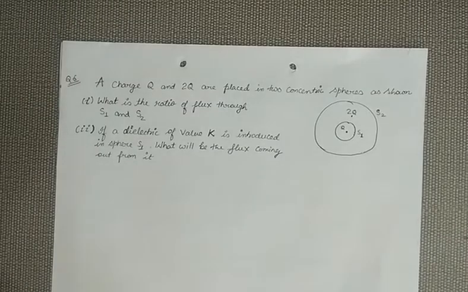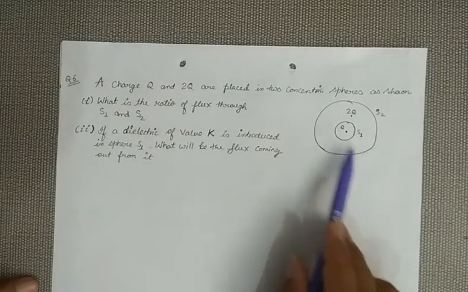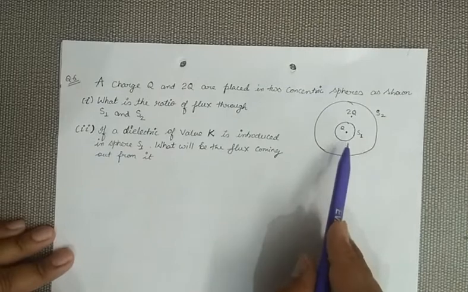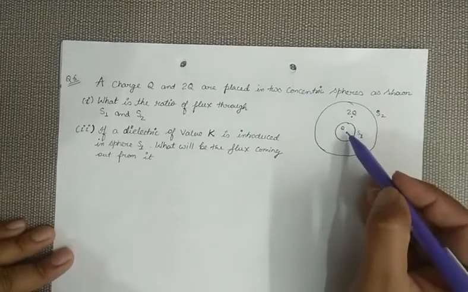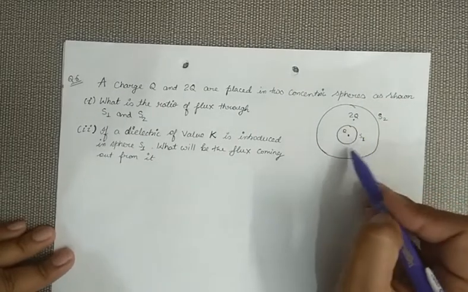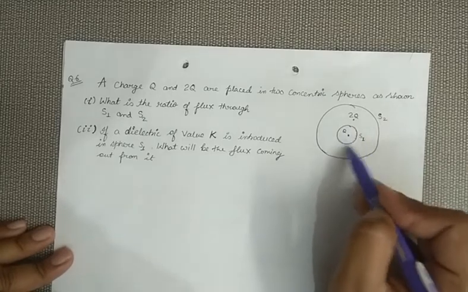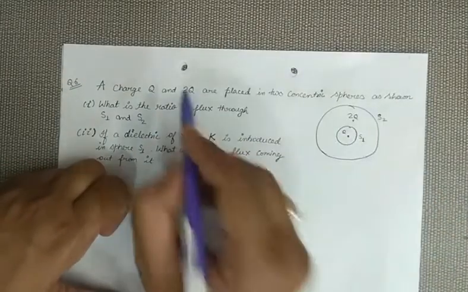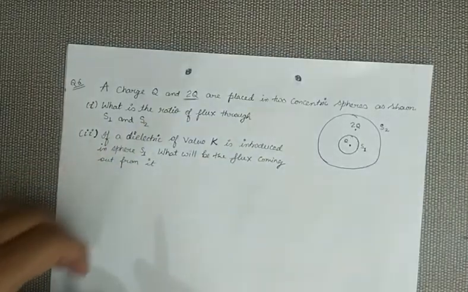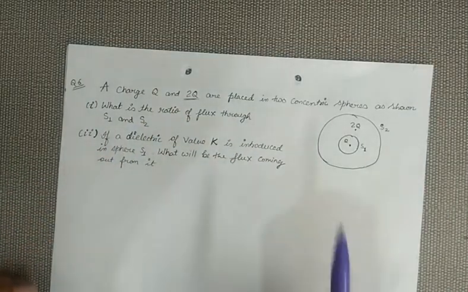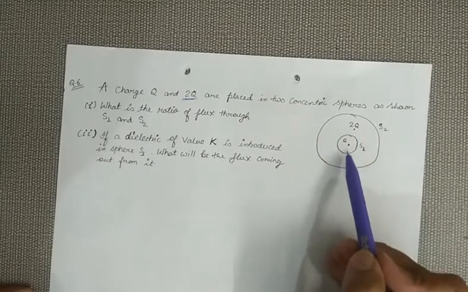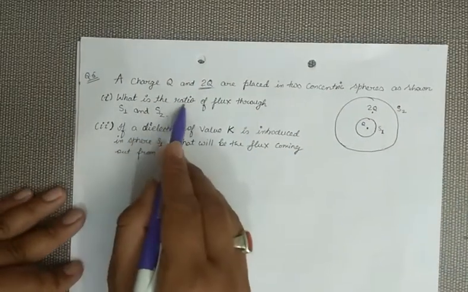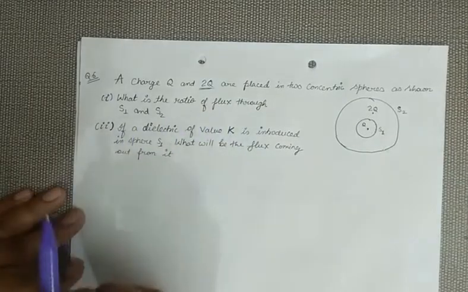See, there are two concentric spheres. They are not circles, they are spheres, and they are concentric, meaning their centers coincide with each other. One sphere S1 encloses a charge of Q, and another bigger sphere S2 encloses a charge of 2Q. So there are two different spheres, concentric, enclosing charges Q and 2Q. What you have to find is the ratio of the flux through S1 and S2.